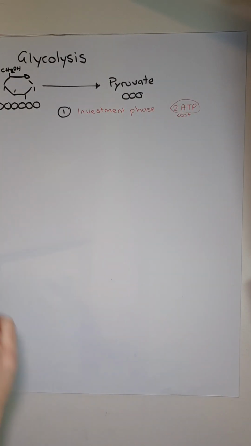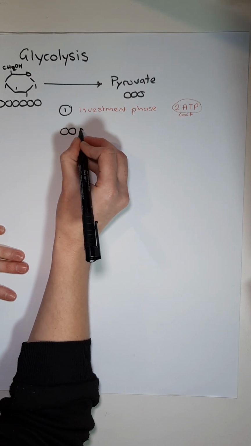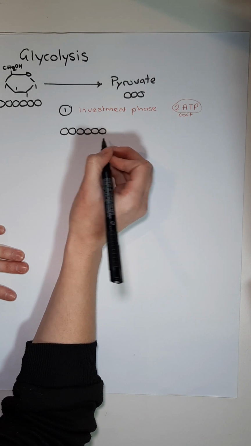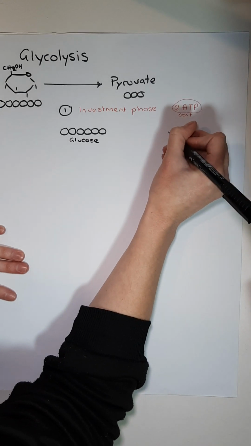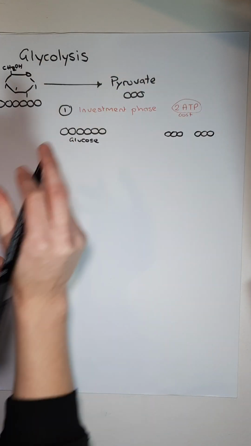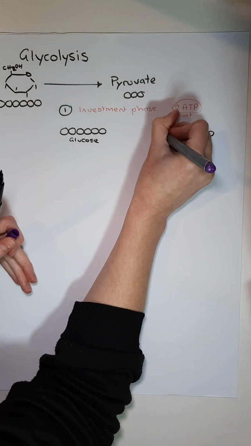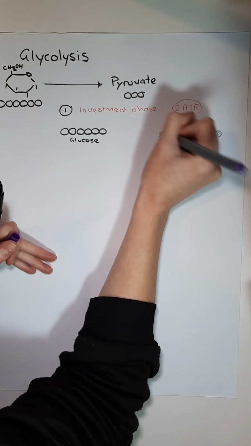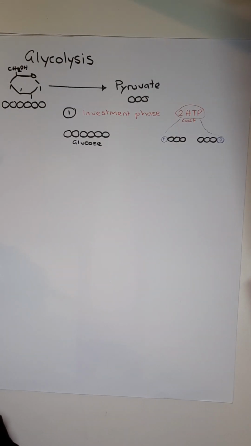And what happens in this phase? Well, basically we take our 6 chain carbon, which is our glucose, and we need it to get broken into 2 lots of 3. But at this stage, each of these 3s have got a little phosphate attached to it. And that phosphate has actually come from the ATP, which is why it costs 2 ATP.